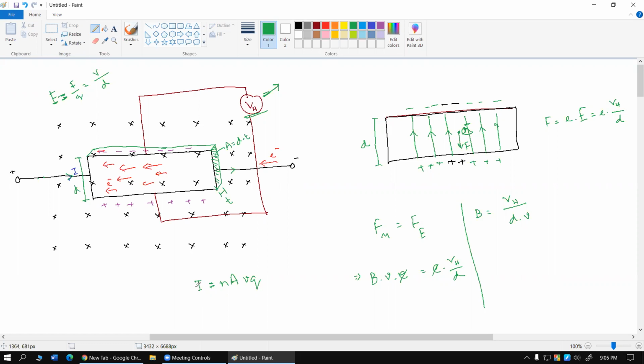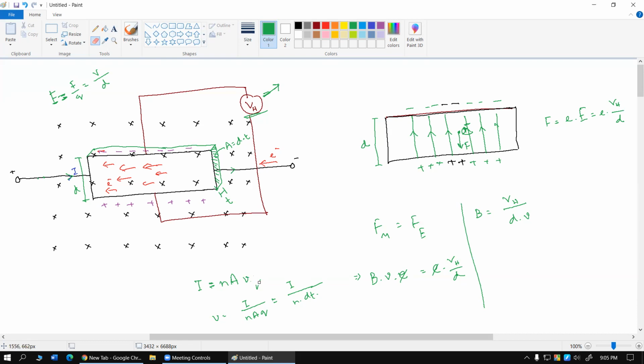This is important because from here I will make v the subject and eventually replace it. So if I make v the subject from here, I'm gonna get I divided by n a q, which can be written as I divided by n into d t into q. I can actually write the q as e here. I was writing q so that you could remember it easily.